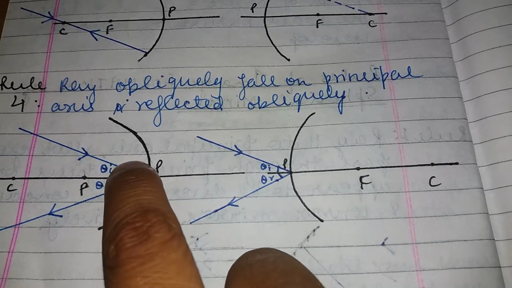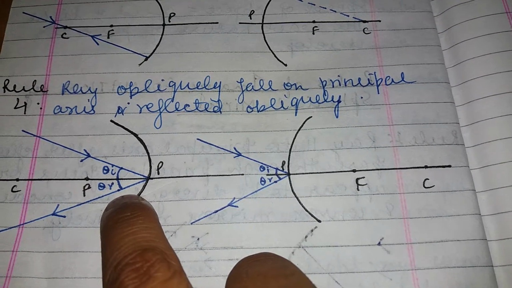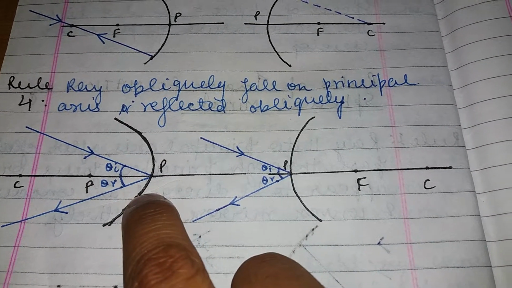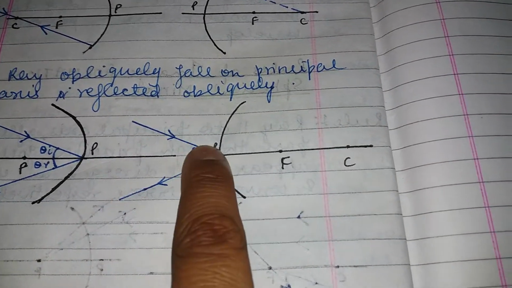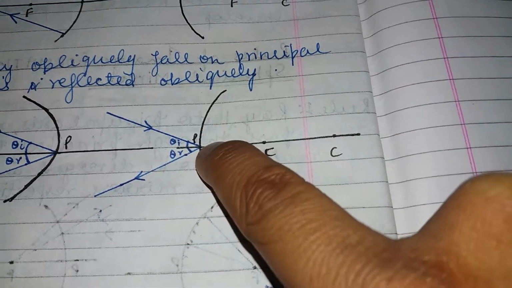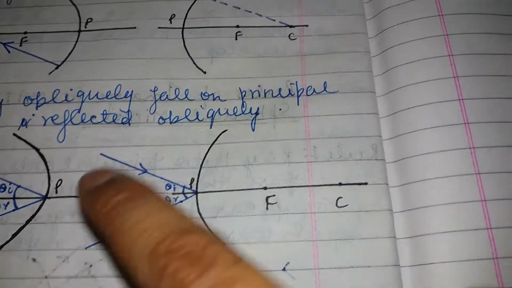This means that theta incidence equals theta reflection, where theta is the angle of incidence as well as the angle of reflection. Now, in convex mirrors, when a ray obliquely falls on the pole, then after reflection it will also obliquely reflect back.